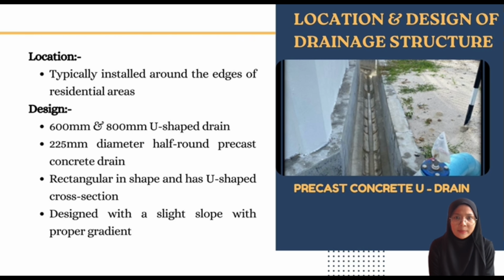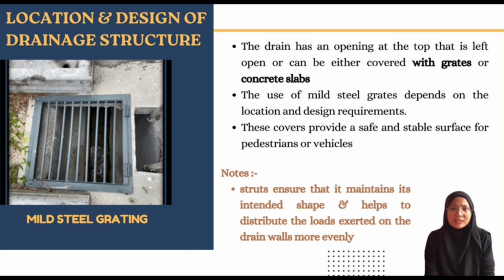It is rectangular in shape and designed with a slight slope to facilitate the natural flow of water towards the outfall. Proper gradient ensures that water doesn't stagnate, which could lead to blockage or mosquito breeding. Additionally, the drain has an opening at the top that is left open or can be covered with either gratings or concrete slabs, which helps prevent large debris from entering and blocking the drainage system. The use of gratings depends on the location and design requirements. These covers are typically used to provide a safe and stable surface for pedestrians or vehicles while still allowing access to the drainage systems for maintenance.